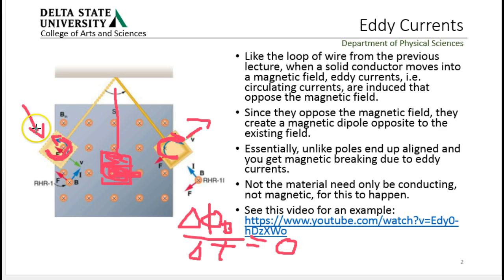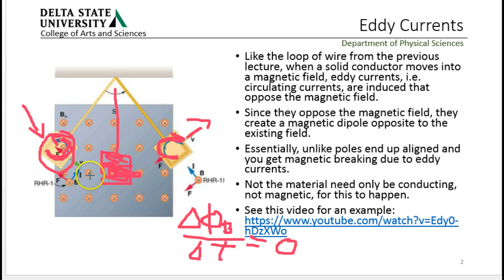These currents oppose the change in flux. So as this comes in, it induces a magnetic field that opposes the one that it's moving into. What does that mean? This essentially becomes for a moment a dipole or a magnet with its north pole towards the south pole of the magnetic field that it's moving into. This causes there to be a braking effect as these two poles exert force on each other.